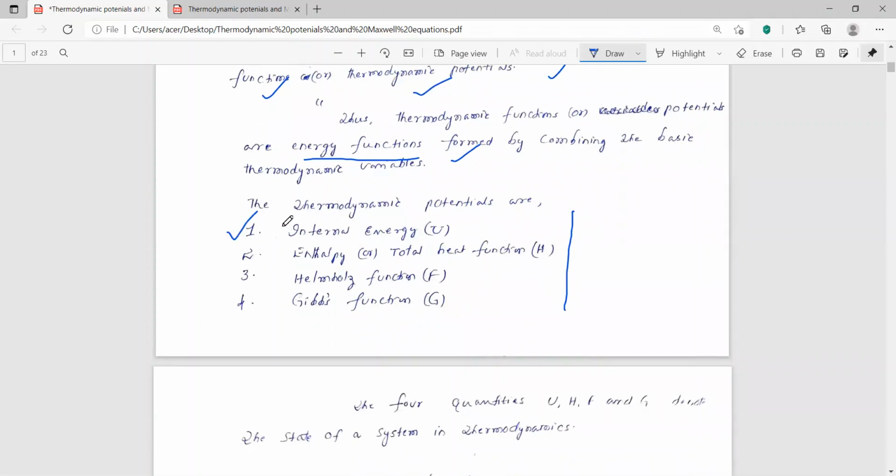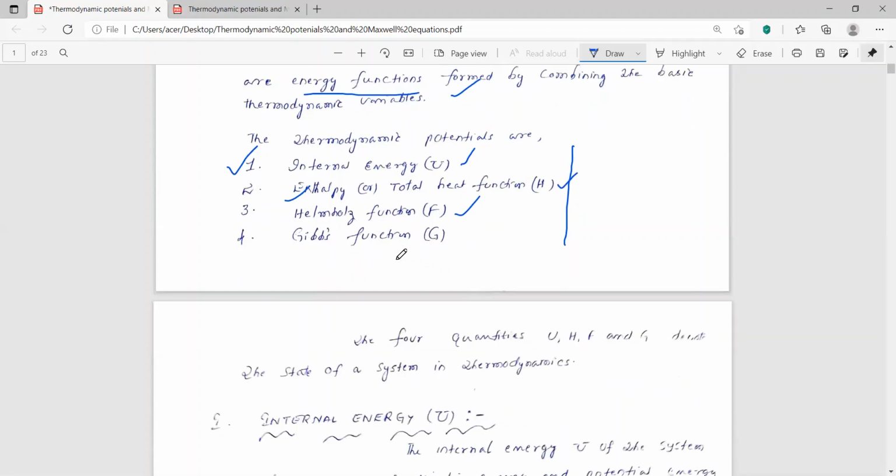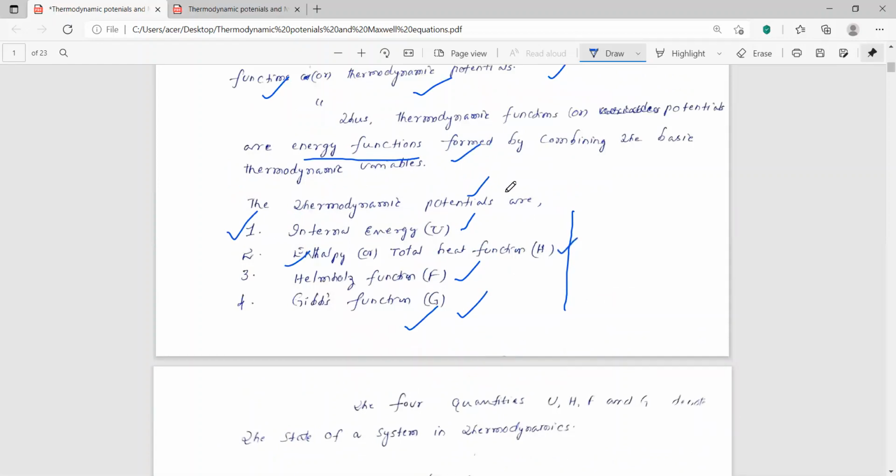The first thermodynamic potential is internal energy, denoted by capital U. The second thermodynamic potential is enthalpy, also represented as the total heat function, denoted by capital H. The third one is the Helmholtz function, denoted by capital F. And the fourth one is the Gibbs function, denoted by G. These four functions are called thermodynamic potentials, and these four are formulated by combining the basic thermodynamic variables, that is P, V, T, and S.